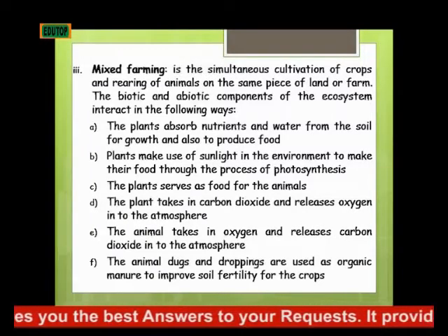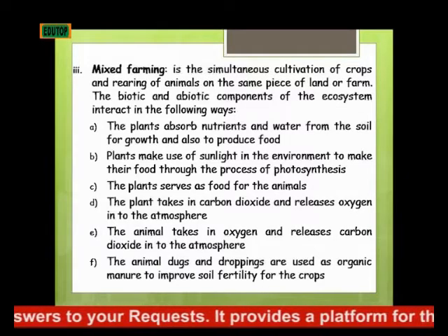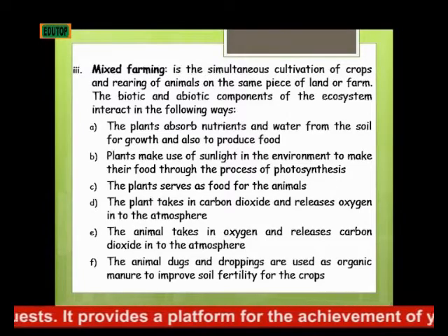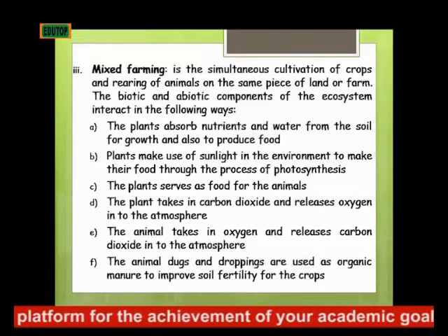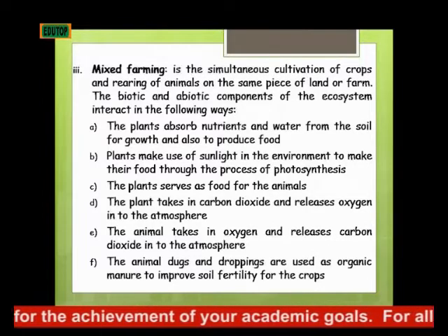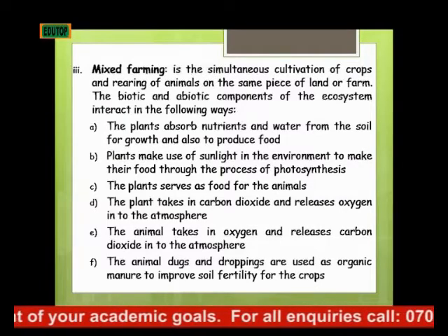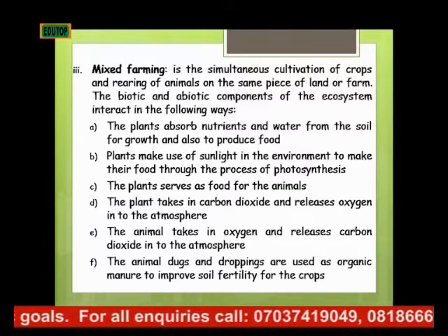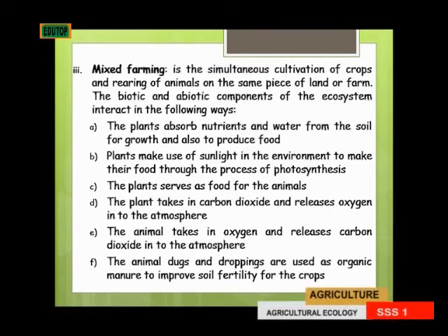The plant, mind you, takes in carbon dioxide and releases oxygen that the animals can use, while the animal takes in oxygen and releases carbon dioxide into the atmosphere that the plants can make use of in the production of their food or carbohydrate. Then the fifth one is that animal dungs and droppings and the dead plants are used as organic manure to improve soil fertility for crops.